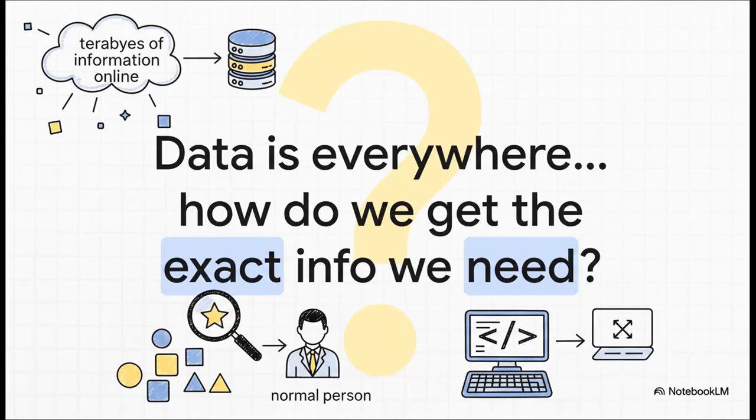So, that brings us to the big question. Companies are storing just insane amounts of information online. We're talking terabytes. But how does a normal person, someone in marketing or sales, anyone who isn't a coder, how do they ask for one very specific piece of information? How do you just ask the machine a question and get a simple, clear answer back?